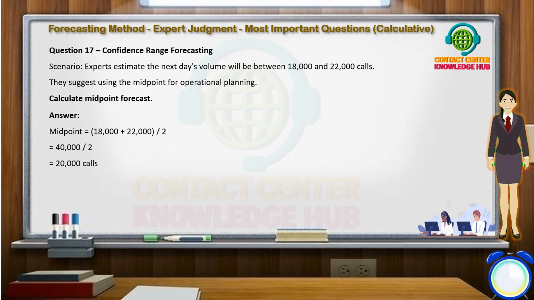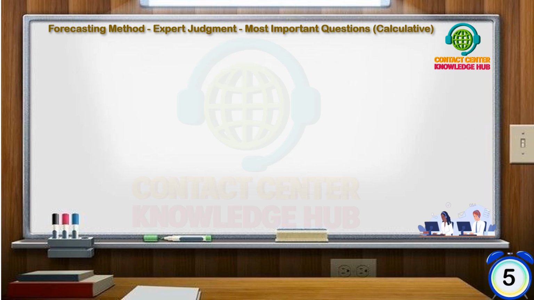Key takeaway. Range forecasting is useful when demand is uncertain, and the midpoint gives you a stable planning number while you monitor intraday performance and adjust if needed.